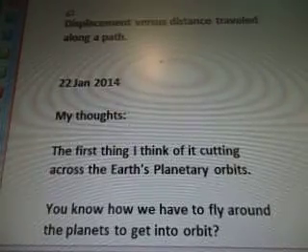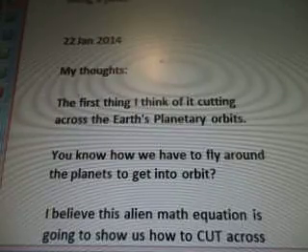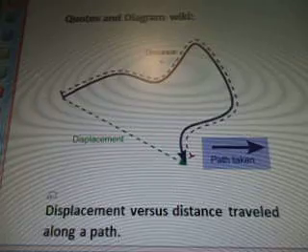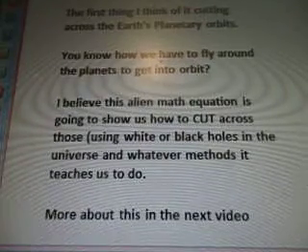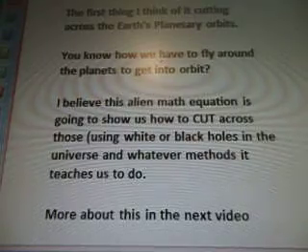January 22nd, 2014, my thoughts. The first thing I think of, when I look at this, is cutting across the planetary orbits. You know how we have to fly around the planets to get into orbit? I believe this alien math equation is going to show us how to cut across those using white or black holes in the universe and whatever methods it teaches us to do.